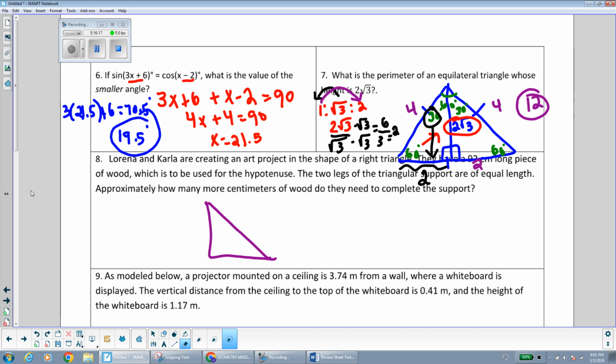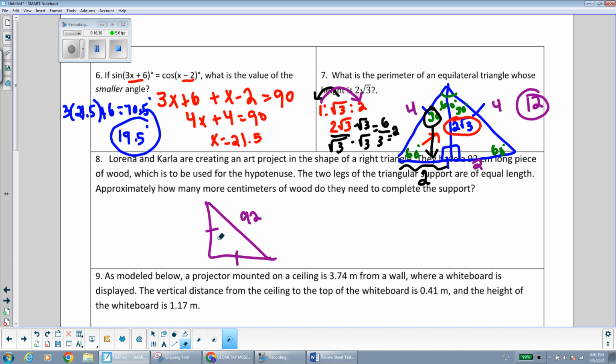They have a 92 centimeter long piece of wood, which is used for the hypotenuse. The two legs of the triangular support are of equal length. Approximately how many more centimeters of wood do they need to complete the support?